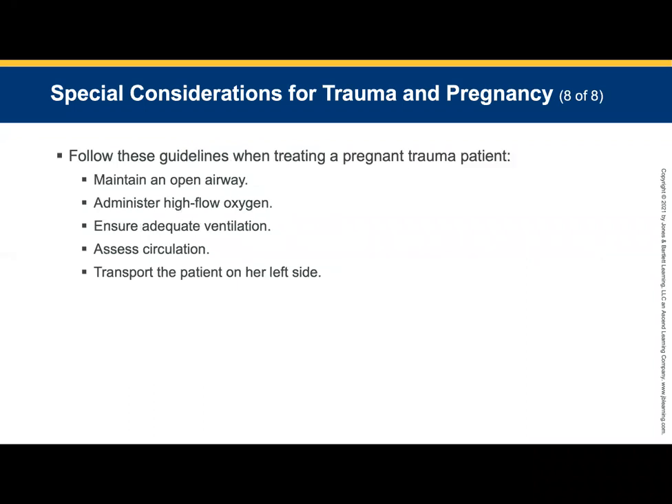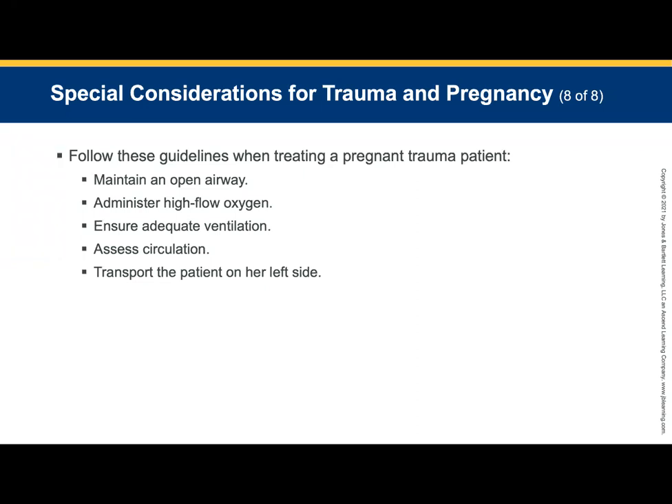So in a trauma patient, what you want to do is maintain an open airway. Again, be prepared for vomiting, assist with high flow oxygen, and ensure adequate ventilations. If the patient's ventilations are not adequate, provide or assist the ventilations with the bag valve mask, and 100% oxygen should be hooked up to the BVM.